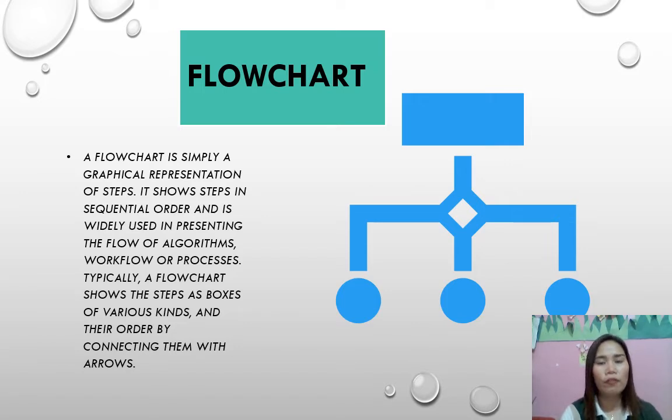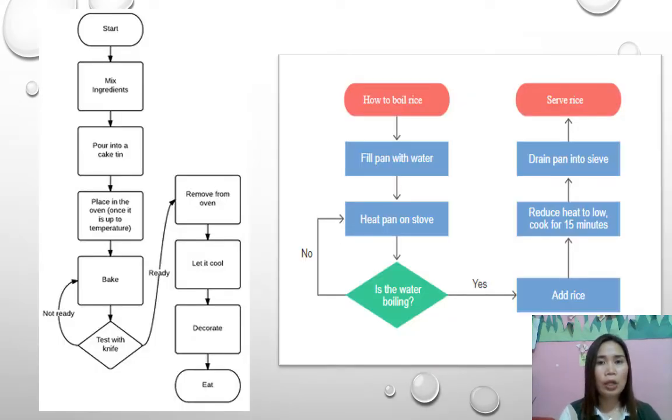So nowadays, flowcharts play an extremely important role in displaying information and assisting reasoning. So they help us visualize complex processes. So that is flow chart. Now let's take a look at some examples of flow chart.